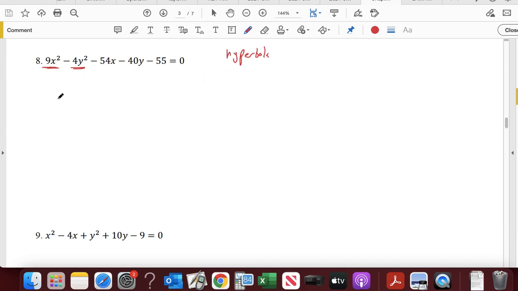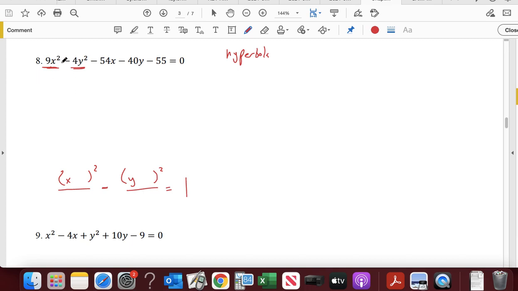Okay, so now we got to complete the square for both of these, because that's what we got to do with a hyperbola. We got to get it looking like, since x is our positive term, we're going to have x something squared written first over something, minus y something squared over something, equals 1. That's our goal now, to get it looking like this.